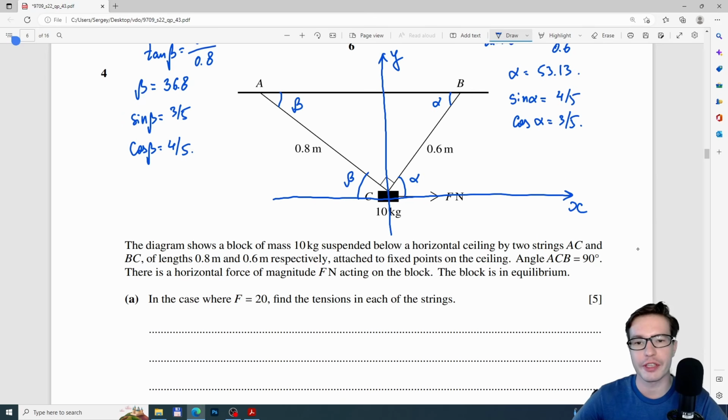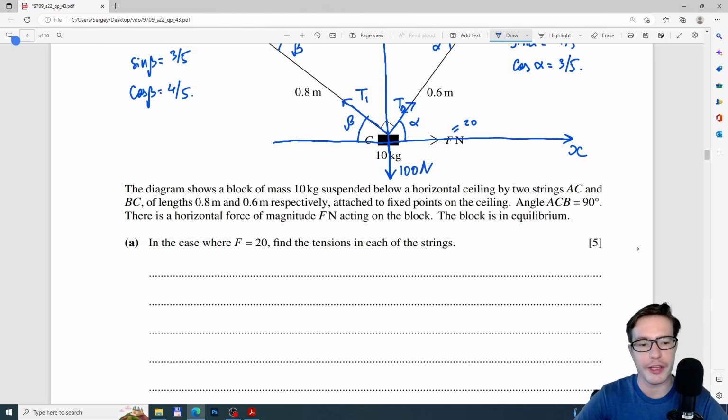Now the particle is in equilibrium, so that means we can resolve in the x direction and y direction, and the sum of all forces should be equal to 0. I will call the tensions T1 and T2. The mass is 10 kilograms, so therefore the weight is 100 newtons. And we know that the force F equals 20.